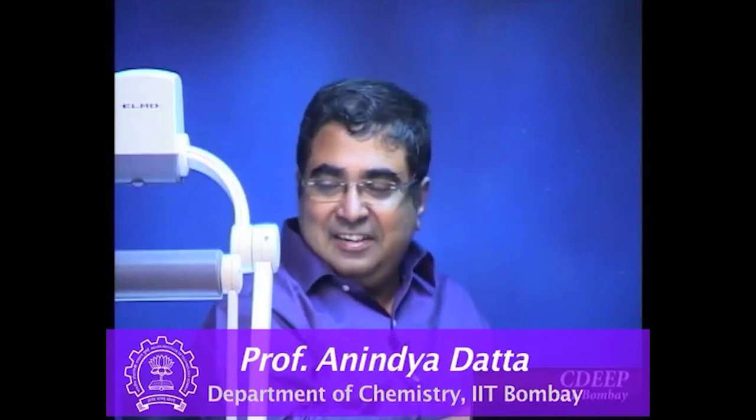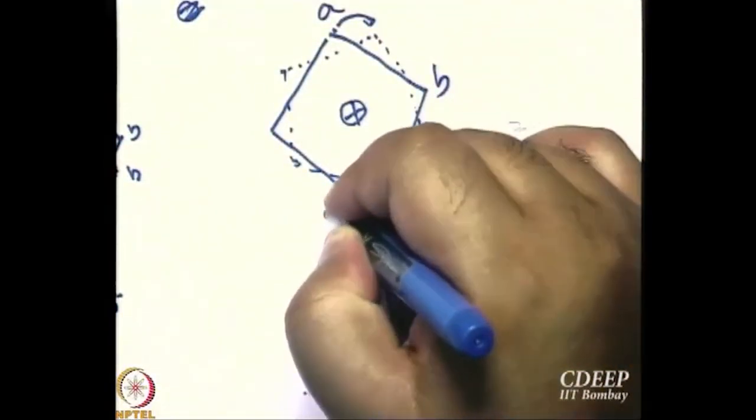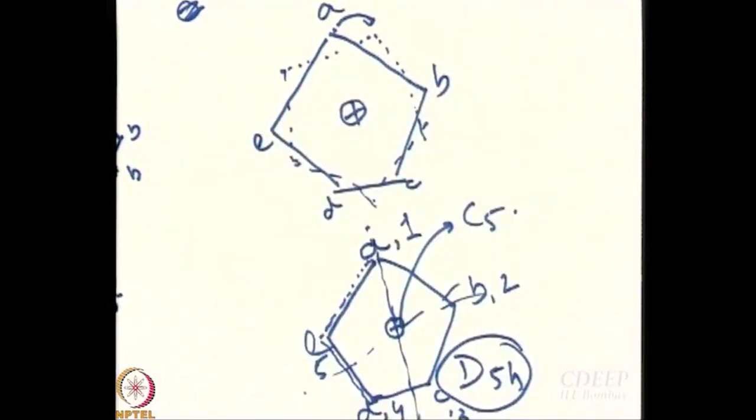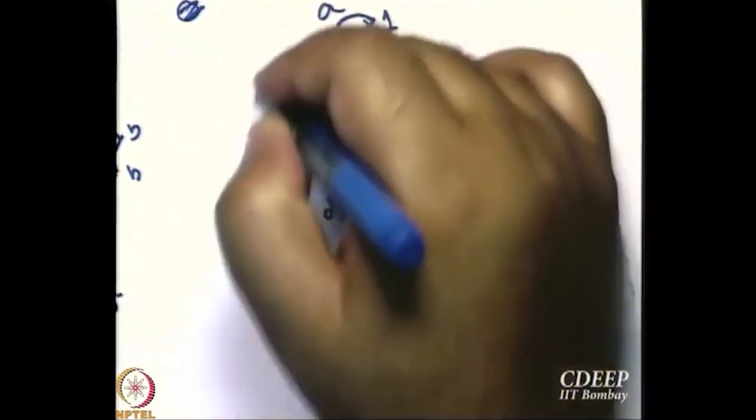Then B and 5, not 2, right? B and 5, E and 2, right? Then C and 4, D and 3, nothing else is left. Do you all agree? Now, what I have done is, I have turned just a little. This is your A, B, C, D, E, and let us say this is 1, 2, 3, 4, 5.